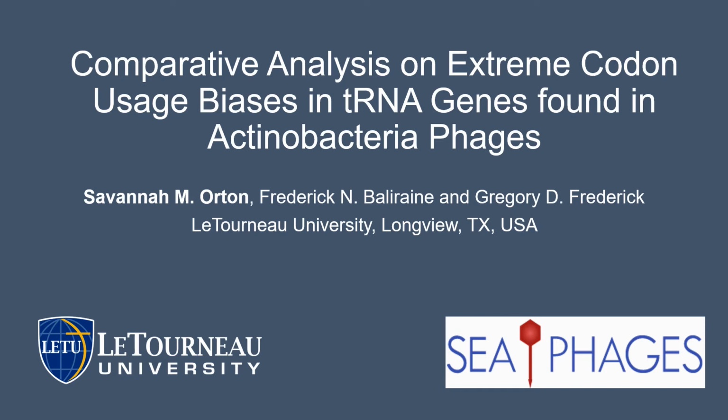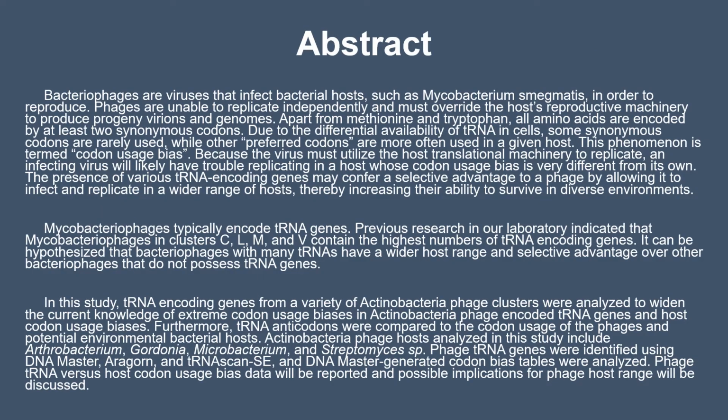Hello, my name is Savannah Orton, and today I will be discussing the comparative analysis on extreme codon usage biases in tRNA genes found in actinobacteriophages. Bacteriophages are viruses that infect bacteria hosts in order to replicate. Phages must rely on the reproductive machinery of its host to reproduce virions and proteins, and will likely have trouble replicating in a host whose codon usage bias is very different from its own.